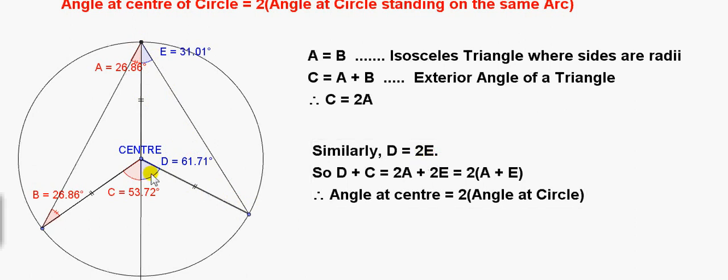That means that if we put D and C together, we get the angle at the center of the circle. That's what we had at the start. So D plus C is the same as just adding 2 times A plus 2 times E. But 2 times A plus 2 times E is 2 times A plus E. We can factorize out the 2. So we end up showing that the angle at the center, which is called D plus C in this case, just put these two together, equals 2 times the angle at the circle. The angle at the circle is A plus E.